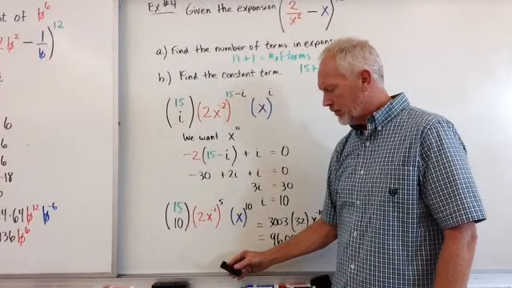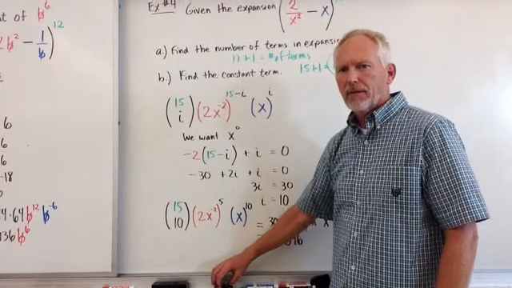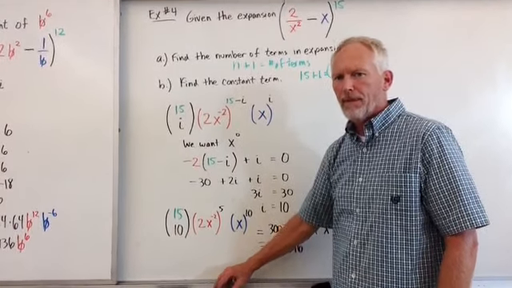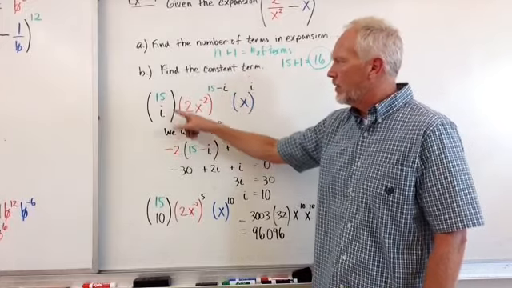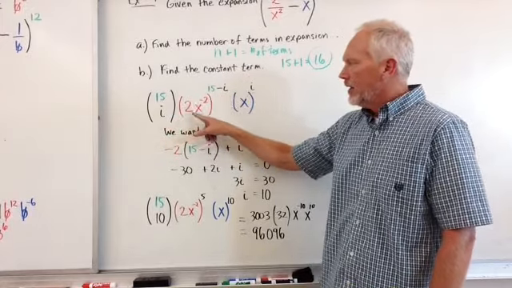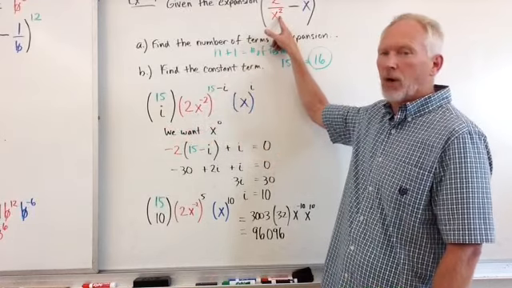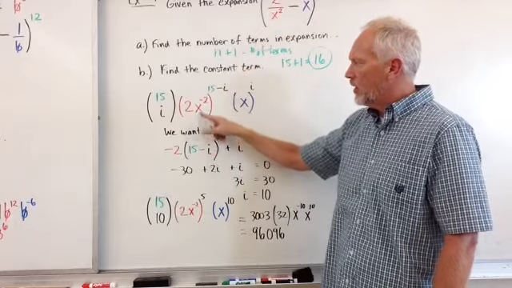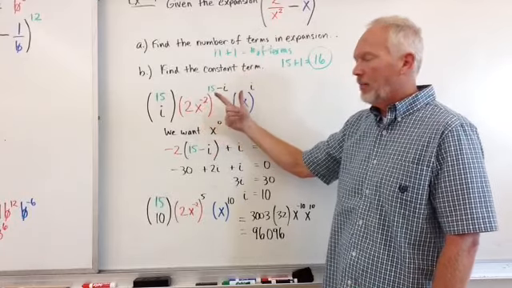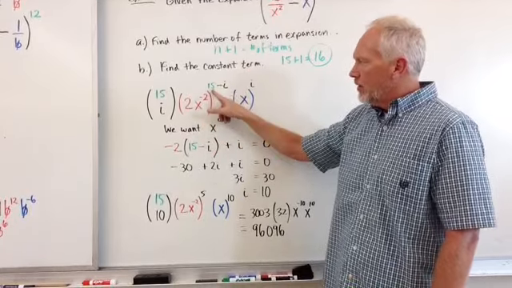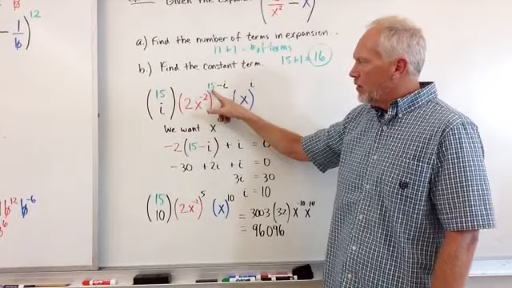Now it says find the constant term. So we're going to find the constant term. It's 15 choose i times 2x to the negative 2, because this x squared was in the denominator, so we change it to a negative exponent. It makes our life a little easier. To the 15 minus i power, n minus i. And then we have just an x to the ith power.